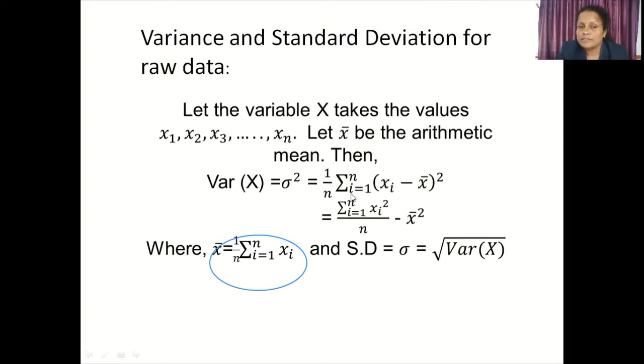Instead of this first result, you can remember this variance of x in another way as 1 upon n summation of xi square, i from 1 to n, minus x bar square. So you remember this formula in these two ways. It depends on your observations. If our observations are simple, then you can use this first result. If your observations are large, then you can use the second result or first result.